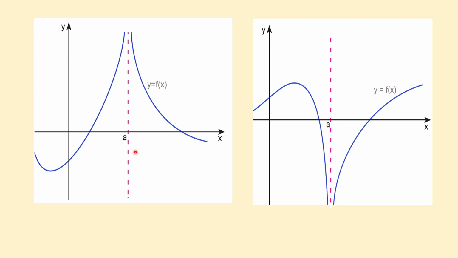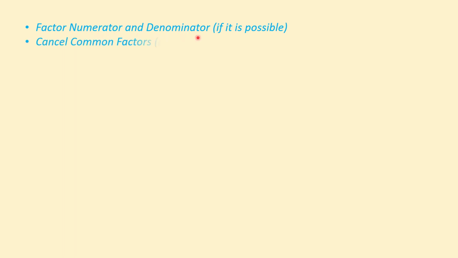To find vertical asymptotes of rational functions, always follow these steps. If it is possible, factor the numerator and denominator of your rational function. Then cancel any common factor from the numerator and denominator, if there is any. After you simplified your function in steps 1 and 2, go to the next step. Set the denominator equal to 0 to find the vertical asymptotes.